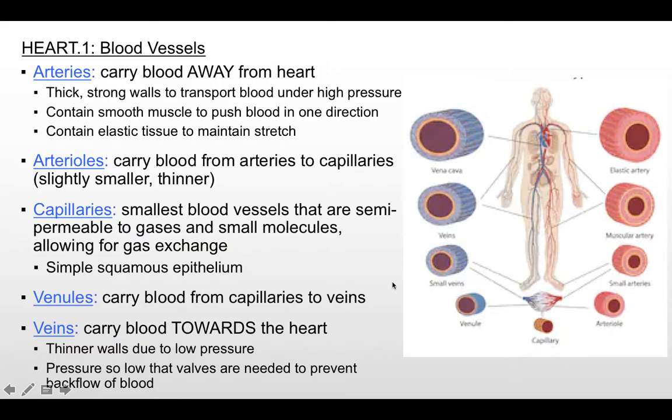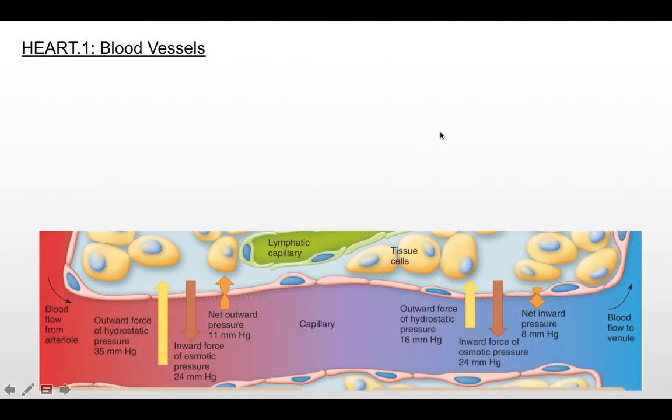Veins are under low pressure because they're so far away from the heart, and to remedy that, to make sure blood gets back, you have valves that prevent this backflow. So with these valves, you can see the walls are a lot thinner because we don't need them for the pressure that they're under, but there are going to be valves in here to push blood forward.